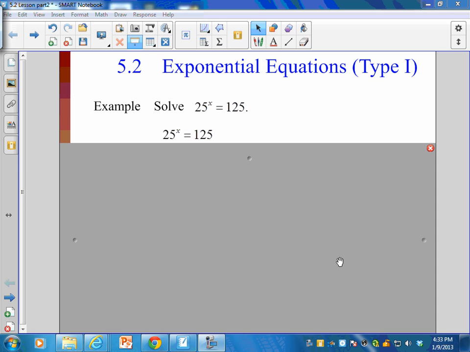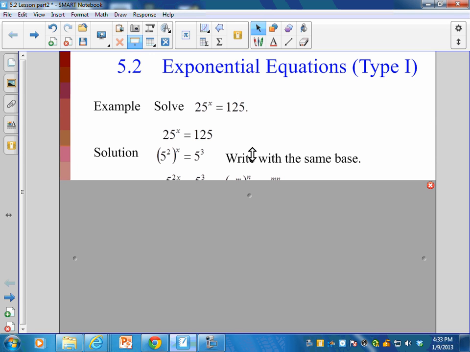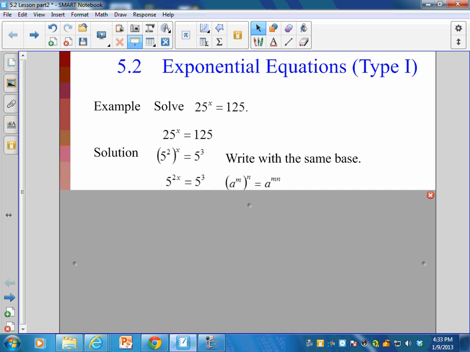Okay, this lesson is the second part of Chapter 5.2, exponential equations, solving for x in these exponential equations. We have this example of 25 to some power x we don't know equals 125. The key to solving these problems is this next step: writing these two sides of the equation with the same base.